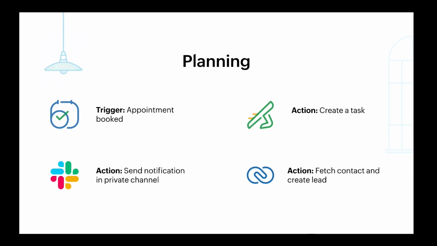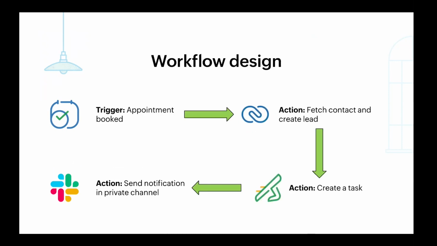Along with that, I need Sprints, where I'm going to create a task for my team. I also need CRM in two actions. One is to fetch a contact and then to create a lead. But how am I going to plan this out? How will my workflow look? This is how my data flow diagram will be.